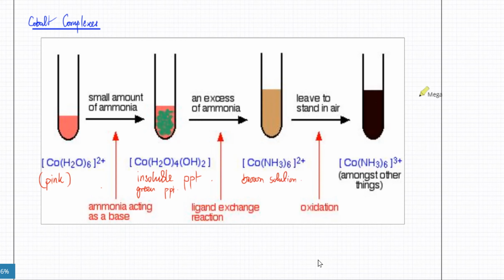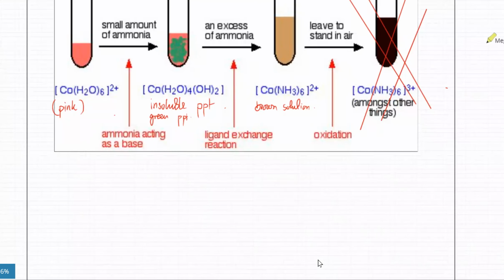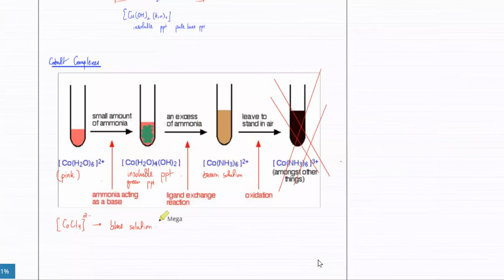And the last one you don't need to know. We can just cut that out. And there's actually one missing, and that is cobalt with Cl. So there's one missing, and we can add that. So this one is cobalt with 4 Cls, tetrahedral complex. It's 2 minus, and this one is a blue solution. So you need to remember the colors of cobalt complexes as well.